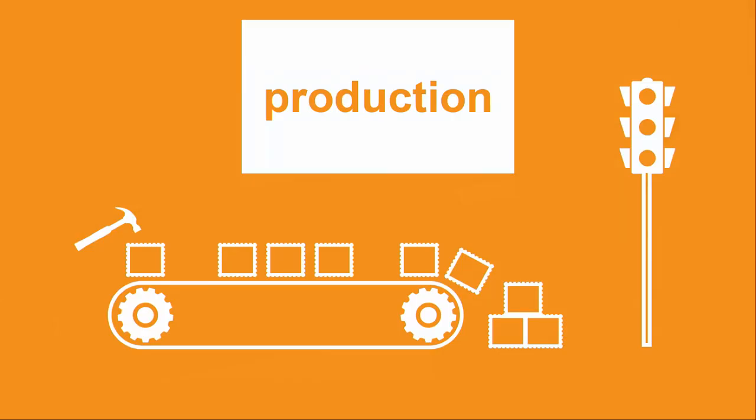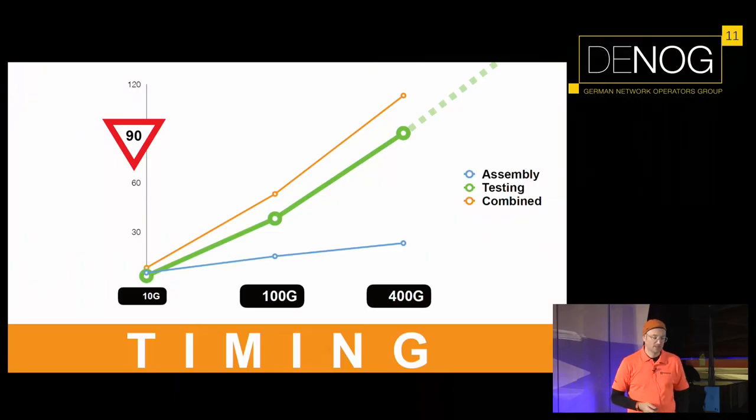When we move on now, we have the transmitter section and the receiver section, and for that presentation I pointed out a little bit about the production, which I think is quite interesting to see when it comes to higher speeds, what actually happens during production and what is important to know. And I pointed out the timing.